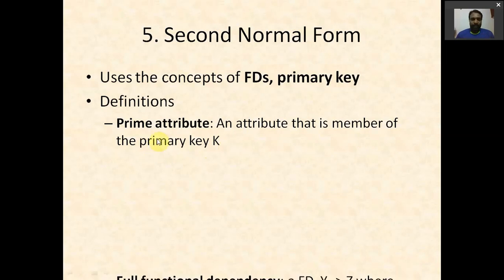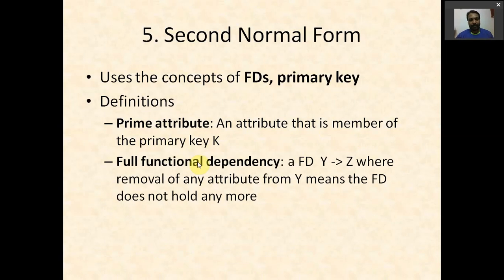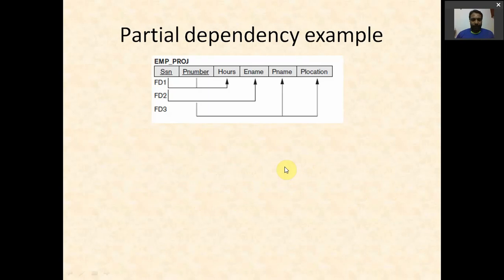Then we will define what is full functional dependency. If there is a functional dependency Y to Z, then we can say Z is fully functional dependent on Y if removal of any attribute from Y means the functional dependency does not hold anymore. Then we can say it is full functional dependency. So we will see with an example.